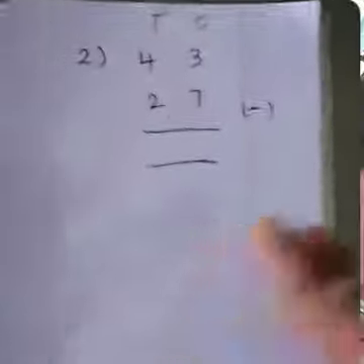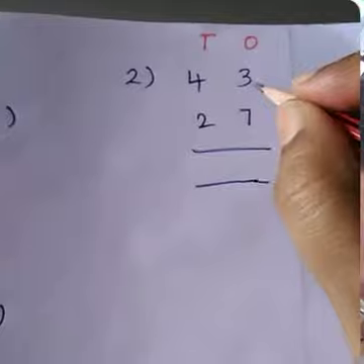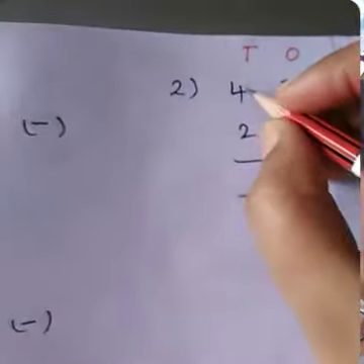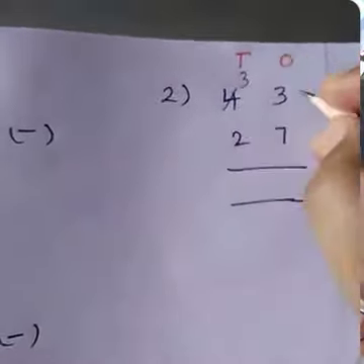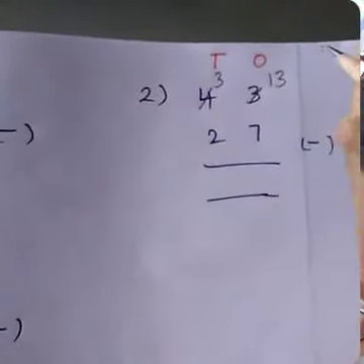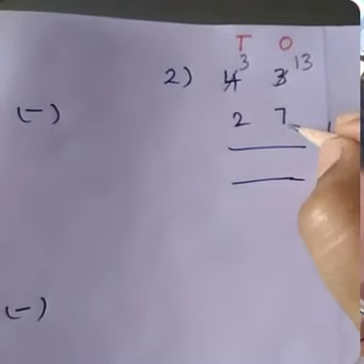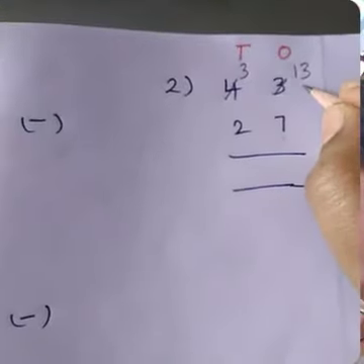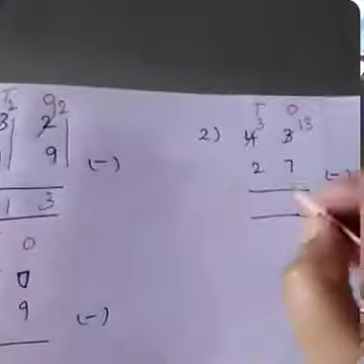See the second sum. 43 minus 27. First consider the ones column. Here 3 is a small number, 7 is a big number, so the first number is small, so we borrow one number from the next term. The 4 will become 3, 3 will become 13. Then keep the small number in your mind, 7. What is the next number after the small number? 8. Until you get 13, you have to tell the numbers. 7, after that 8, 9, 10, 11, 12 and 13. How many fingers? 6 fingers.